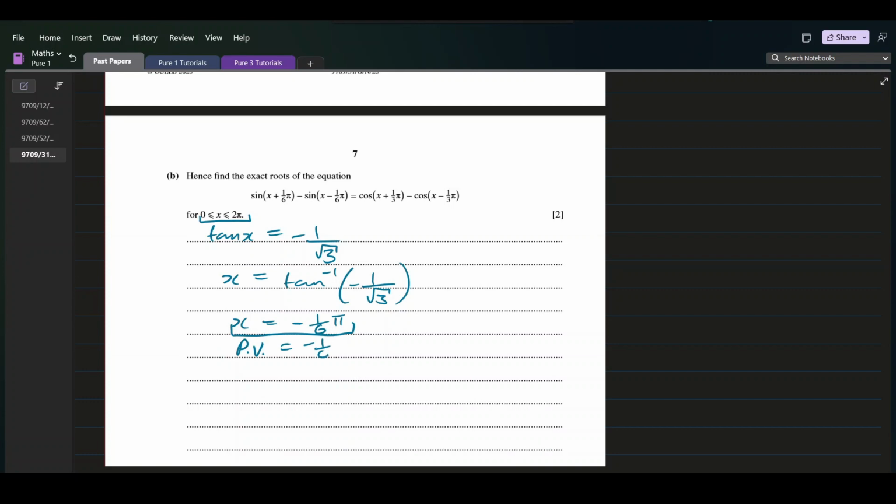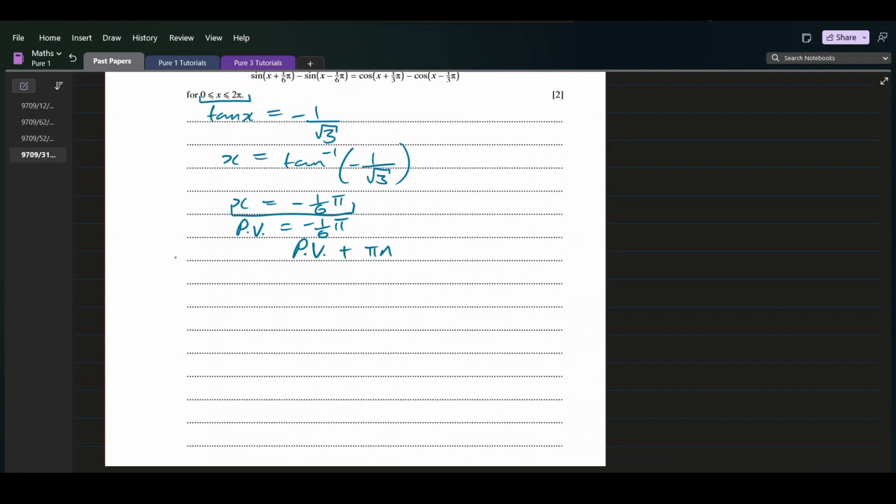That's negative 1 over 6 pi, and we're going to use PV plus pi n, where n is just a random integer. So when n is 1, we end up with negative 1 over 6 pi plus pi, and if you punch this into your calculator, you should get 5 over 6 pi. 5 over 6 pi lies within the given interval.